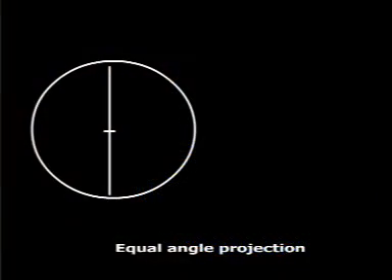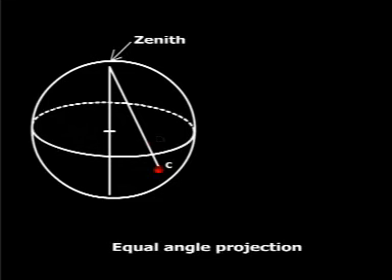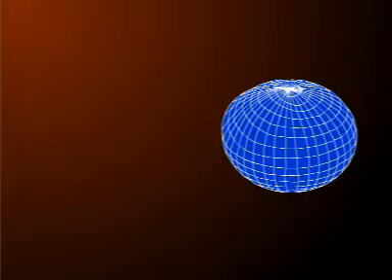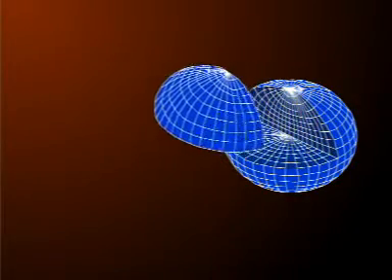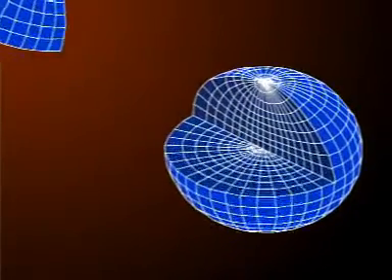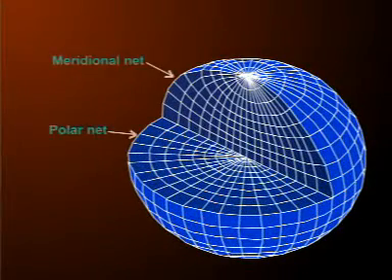In this, the point C is projected as point D in the middle of the sphere, joining the zenith of the sphere at the top of this. Let us see how these projection systems look like on a globe. In this, we have detached 1/4 part of the globe. The meridional net is basically representing the equal area projection, while the polar net is representing the equal angle projection.